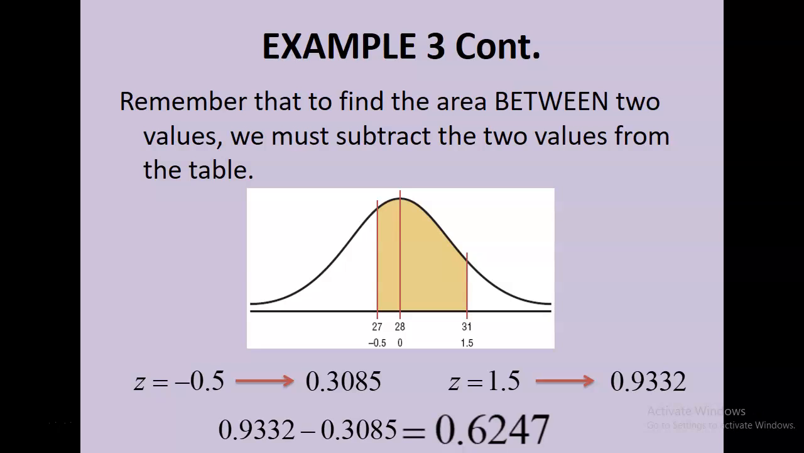Again, you have the situation where if we're looking at data to the left of a cutoff point, we're going to take the value from the table and just use it. If we're looking at data to the right of a certain value, then we are going to look the z-score up and subtract our answer from 1. If we're looking between two values, we're going to get z-scores for both values. We're going to look them both up in the table, and then we're going to subtract the percentages that we get for each one, and that will give us the area between.